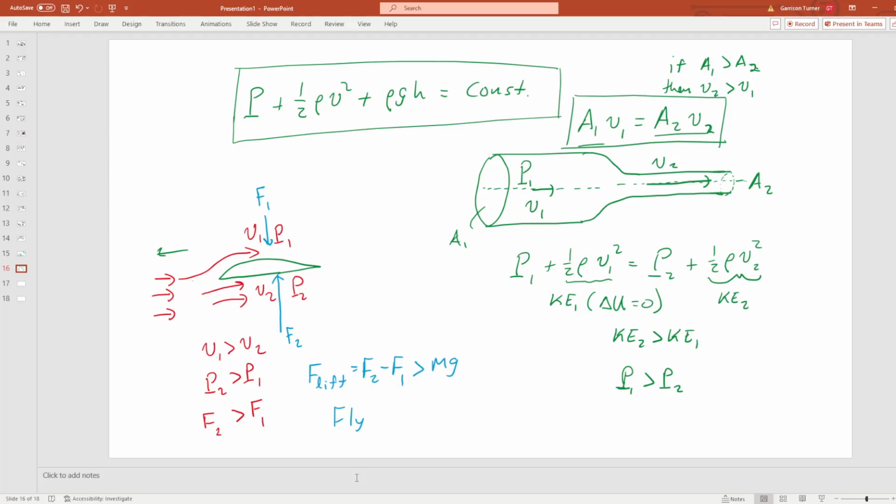So that is the continuity equation with Bernoulli's principle. And up next is oscillations.